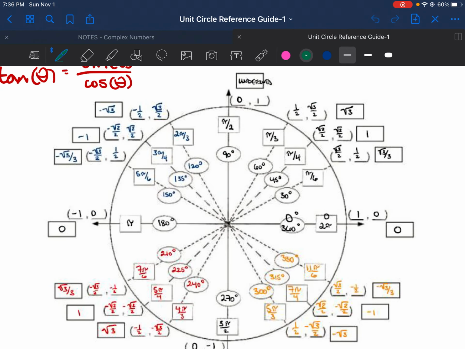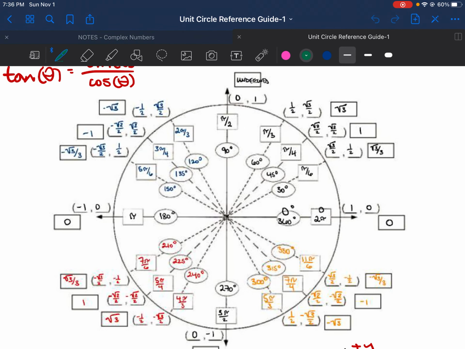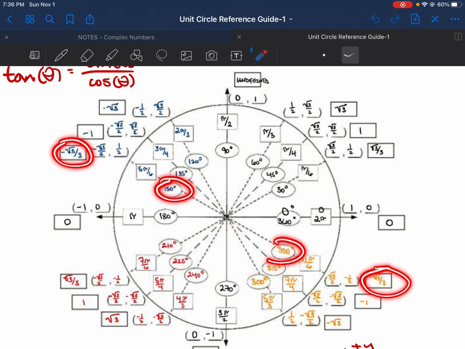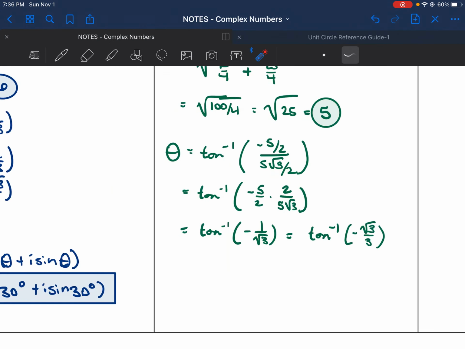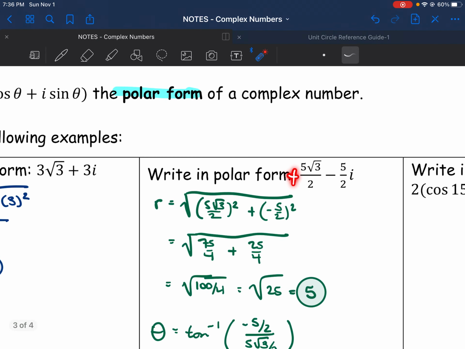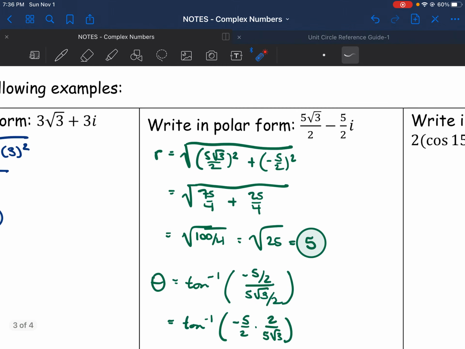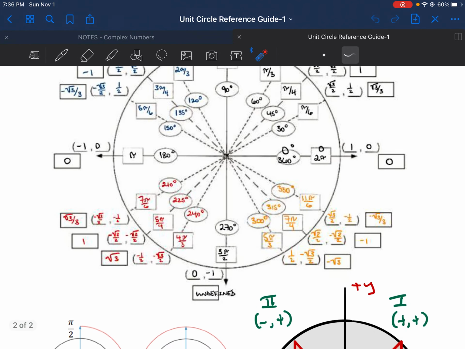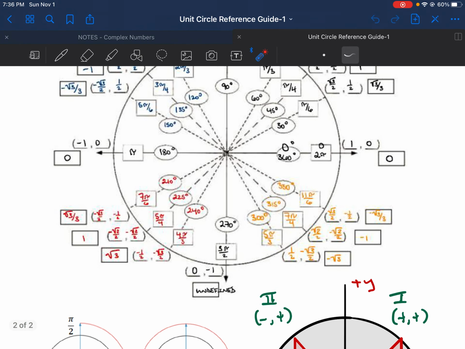So once again, hopping over to our unit circle, negative square root of 3 over 3 happens here at 150, as well as here at 330. But notice, this is a positive and a negative. That's the same as quadrant 4, so we definitely want the 330 degrees.